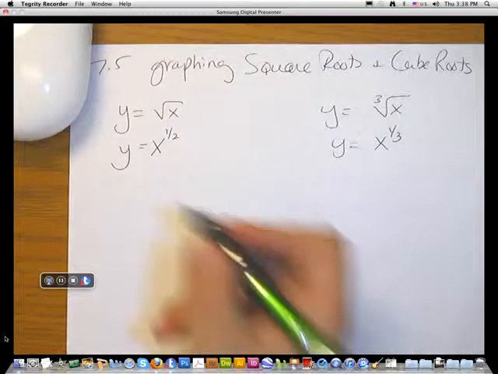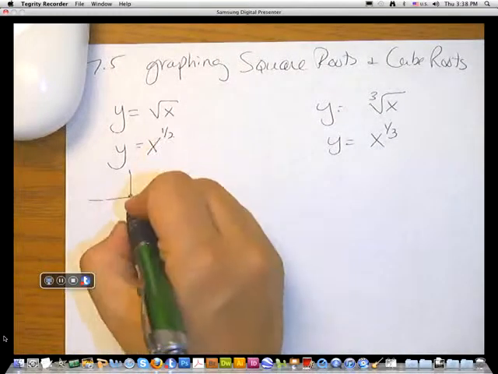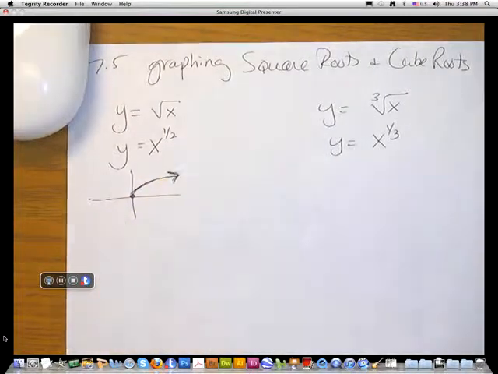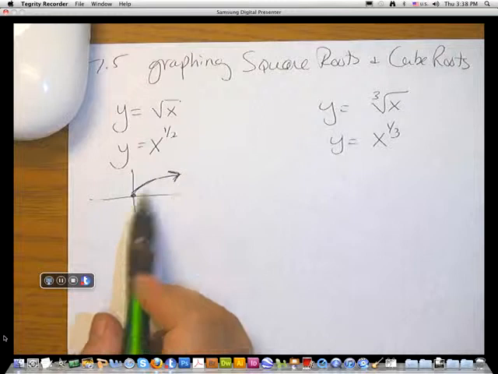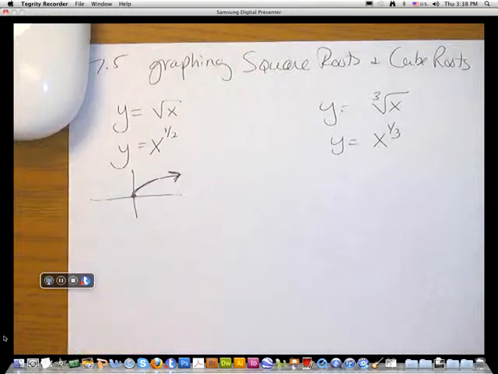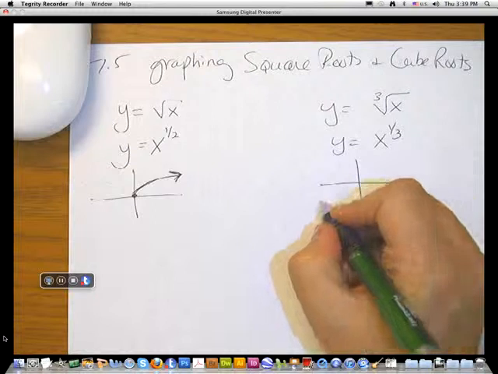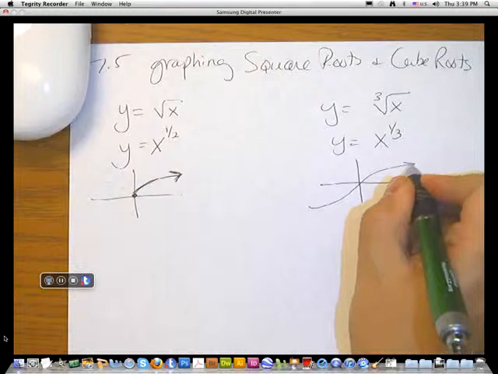If you put them in your calculator, for a square root, you're going to get this kind of rounded trajectory. And that trajectory can go in any direction. It can go up, it can go down, it can go left, it can go right. It doesn't matter. On a cube root, it's a double kind of square root. It's an S shape. So it looks something like this.